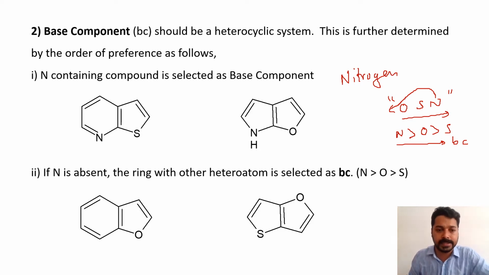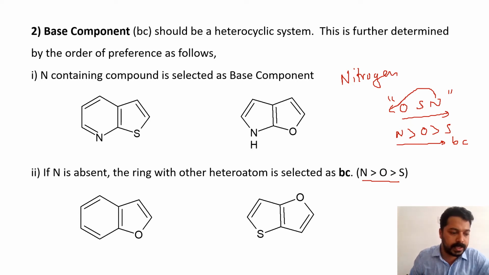Suppose nitrogen is absent, then the order of preference is oxygen and then sulfur. Clear? So like that, you can select a compound as the base component and the attached component.